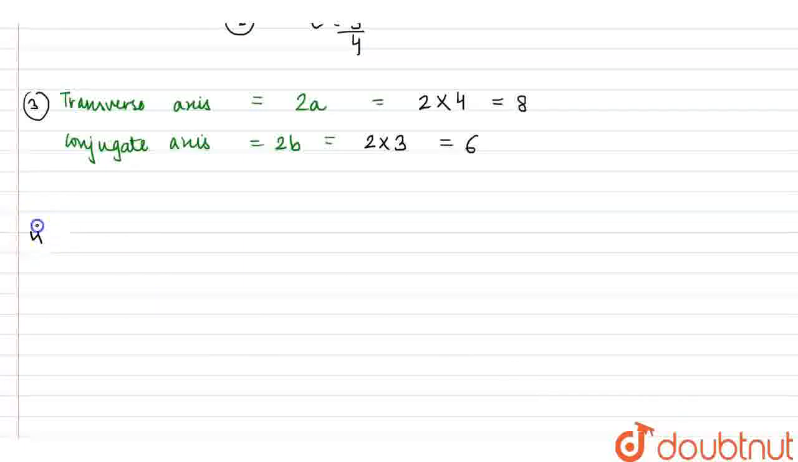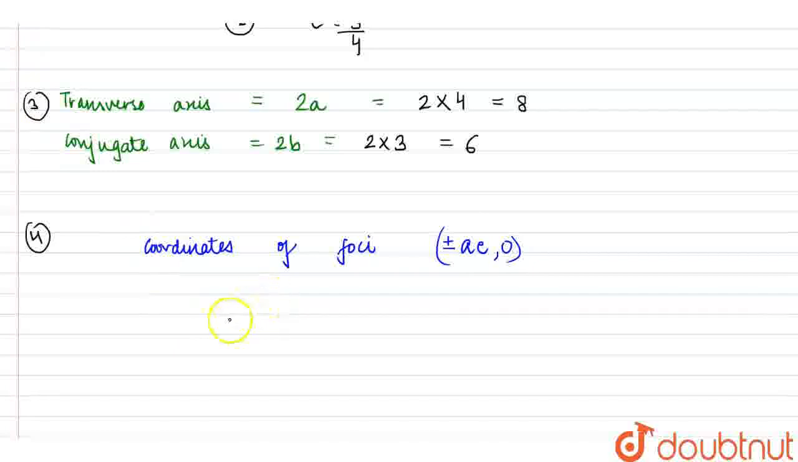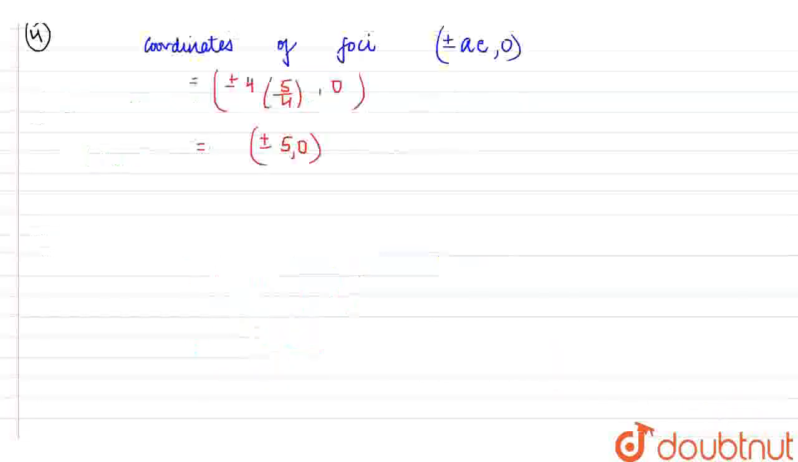Now fourth thing, coordinates of the foci. So we know that coordinates of foci are in the form of plus minus ae, comma 0. Using the values of a and e, we can say that this will be nothing but plus minus 4 into 5 by 4, comma 0, which can further be written as equal to plus minus 5, comma 0. These are the coordinates of the foci.